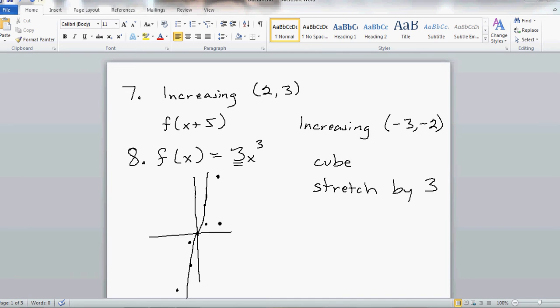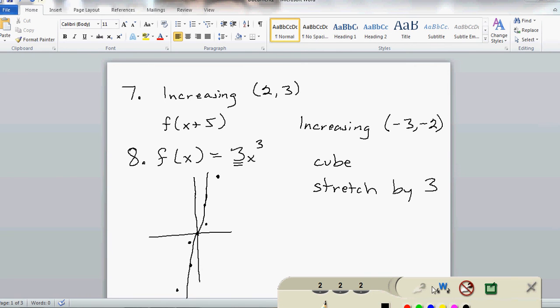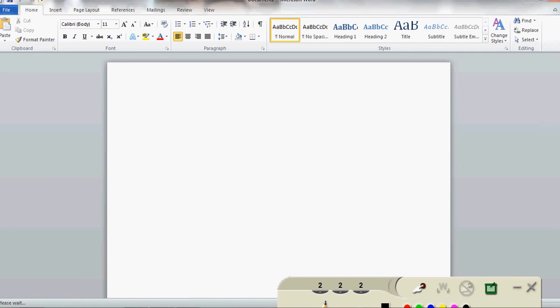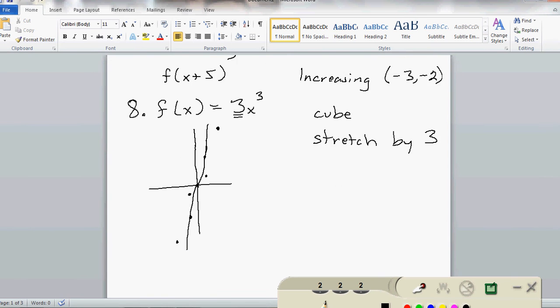The same rules apply on these stretches. You just need to realize it's harder to determine, does it directly affect x or not. Example number 9.